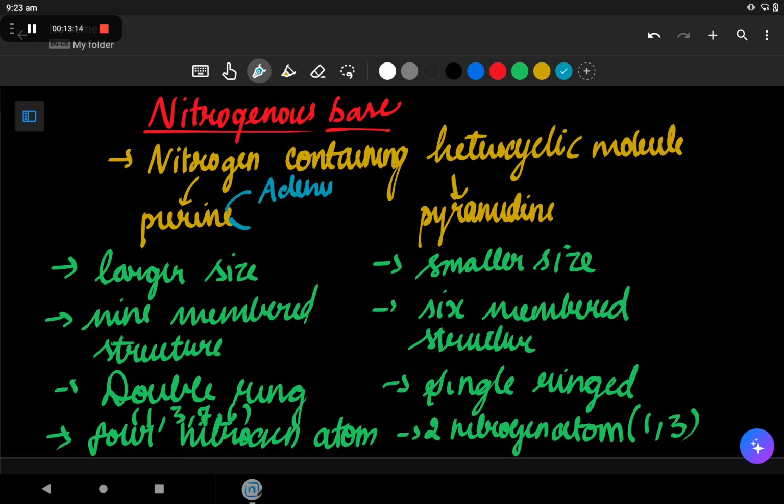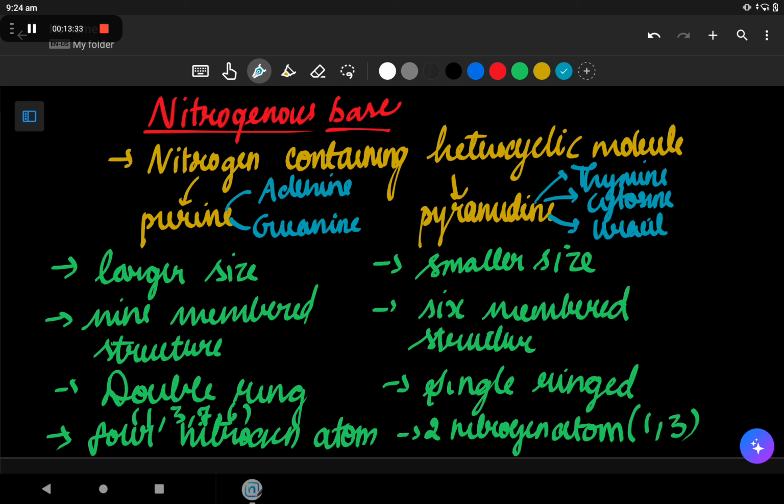Purine is of 2 types: adenine, guanine. Pyrimidine is of 3 types: thymine, cytosine, uracil. You can remember this by a mnemonic. For purine, you can remember pure agmark: purine, adenine, guanine. Okay. Now, for some more clarity, let me give the diagrams of types of purines and pyrimidines.